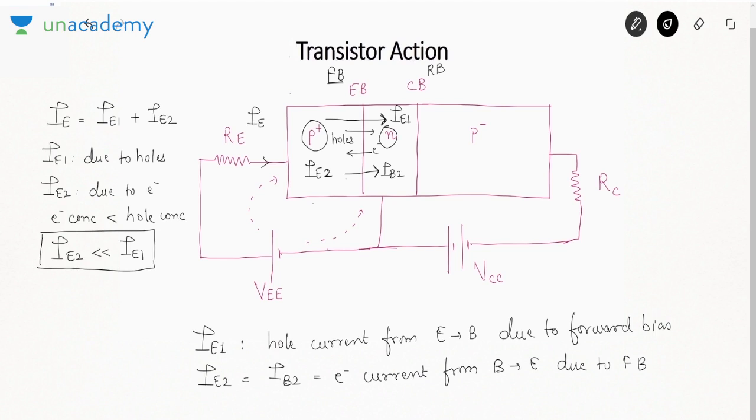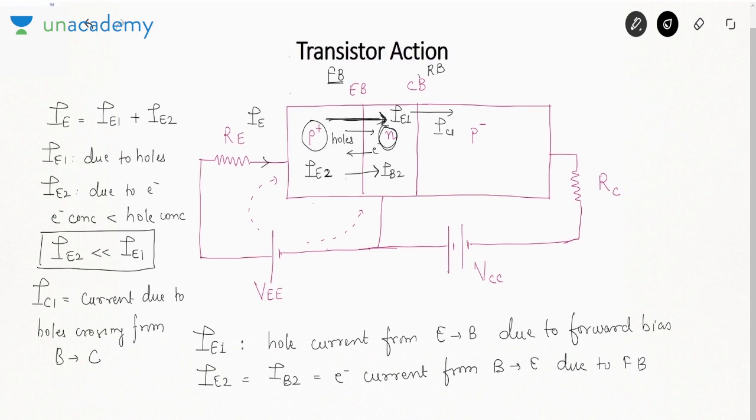Are you getting my point? Holes will be large in number as compared to electrons because P region is heavily doped. Now see, this region is N and holes are coming from P to N. In N region there will be electrons. These electrons will recombine with the holes, and some of the holes will pass over to the collector. So that is called IC1. IC1 is equal to current due to holes crossing from base to collector. Some holes will go from base to collector and that current is IC1.